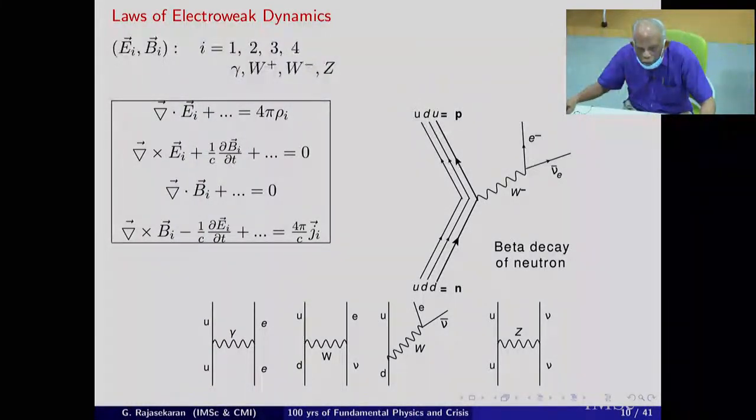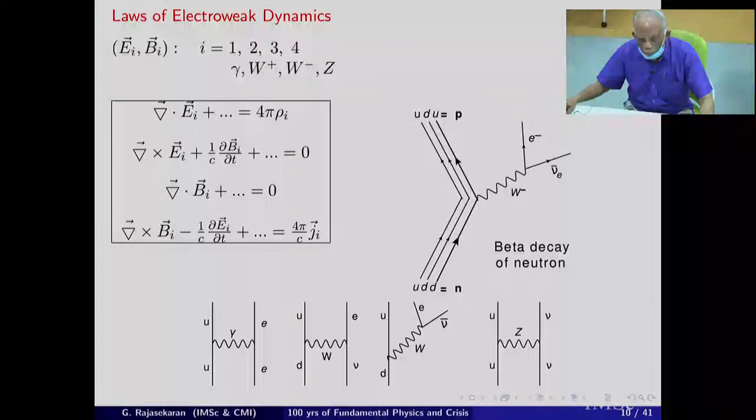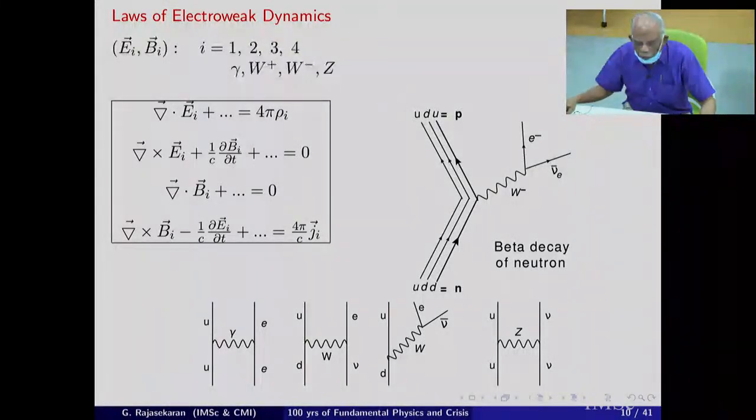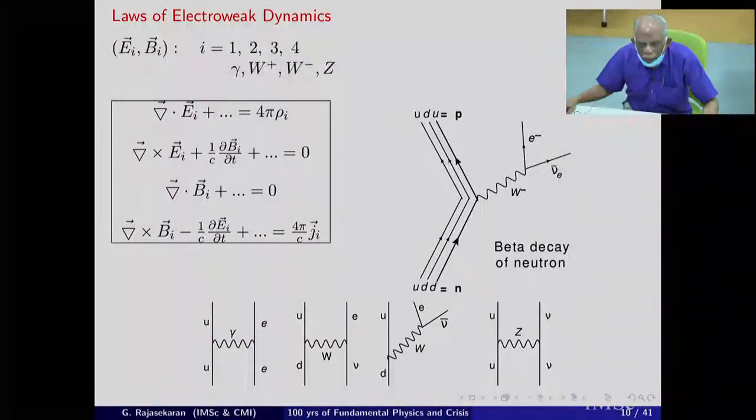So what does that indicate? D decays to U by emitting W, and W goes into E and nu bar. That's what I used here in beta decay of neutron. So even the particle number changes. From one particle, you get three particles. That is one of the main things of quantum field theory. Until quantum field theory came, there was no theoretical way of understanding how a particle is created and emitted.